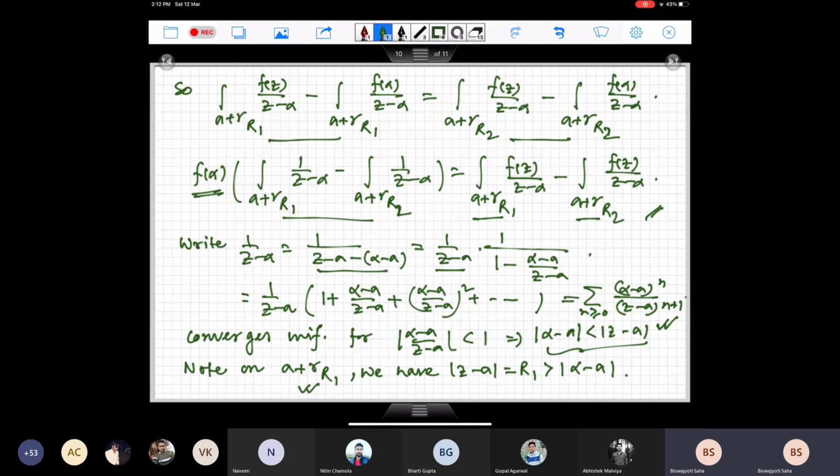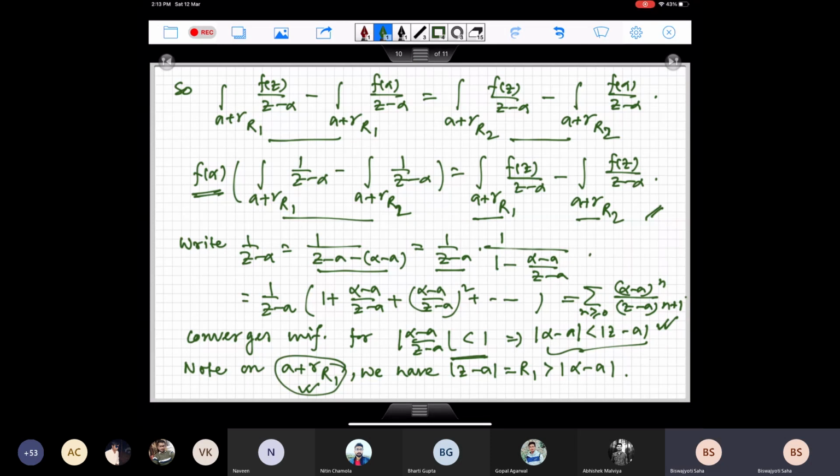And on r1, clearly this has absolute value less than 1, like on a plus gamma r1, this has absolute value less than 1. Therefore, I could expand it as an infinite series. And as I said, this converges for mod of alpha minus a divided by z minus a less than 1, and this is precisely what happens on this circle a plus gamma r1.